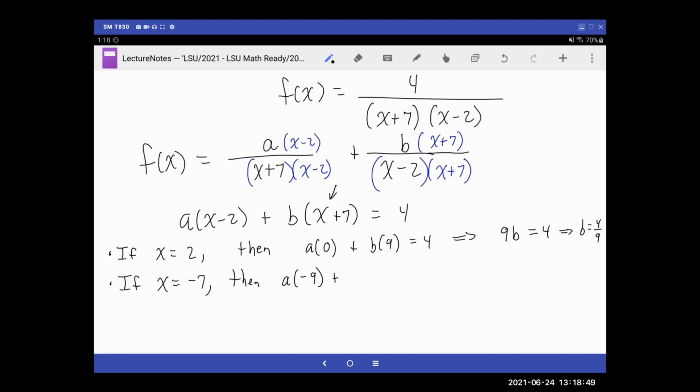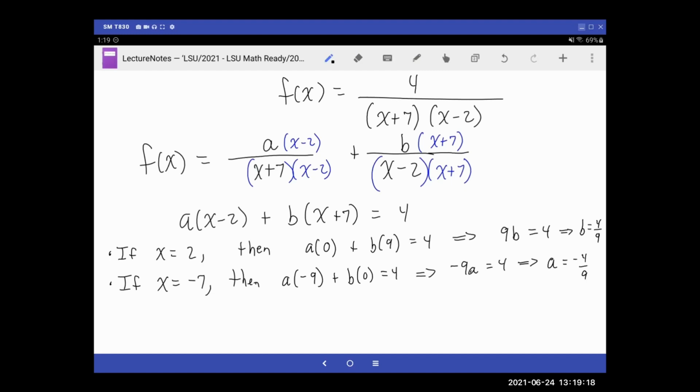Negative 7 right here would give me 0. So b times 0, those equal 4. In other words, negative 9a equals 4. I don't know why I switched to a capital A there. Go back to lowercase. a equals negative 4 over 9.